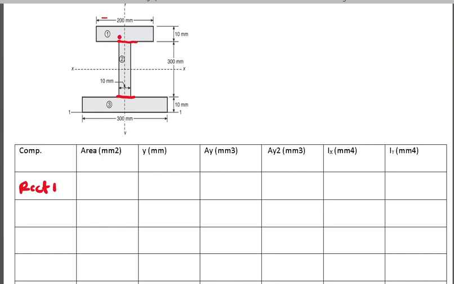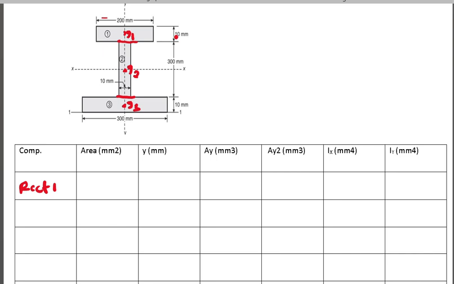This is rectangle 1 and its centroid is exactly at the center, that is G1. For component 2, the centroid will be exactly at the center, that is G2. And for component 3, the centroid will be exactly at the center of component 3, and it is G3. Now, what is the area of component 1?